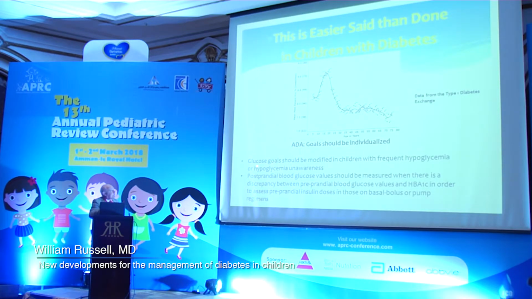So just to further clarify the ADA goals, glucose goals should be modified in children with frequent hypoglycemia or hypoglycemia unawareness. The longer you've had diabetes, you don't sense the autonomic shaking, sweating, the symptoms of impending hypoglycemia.